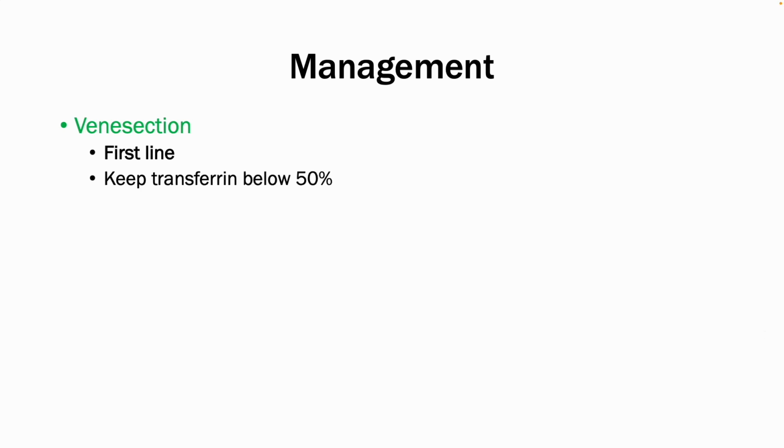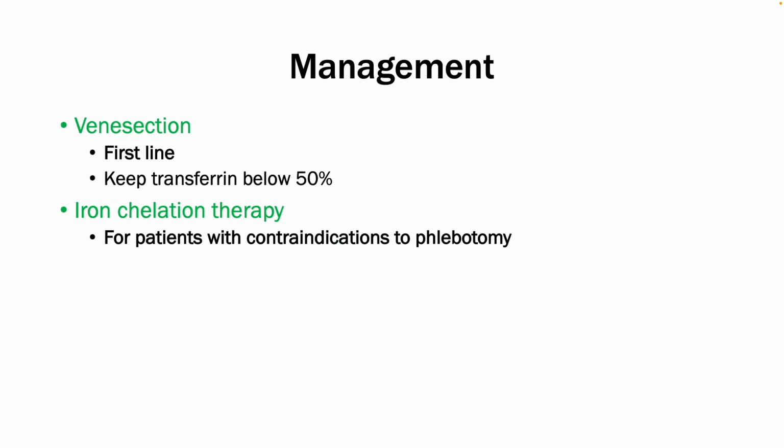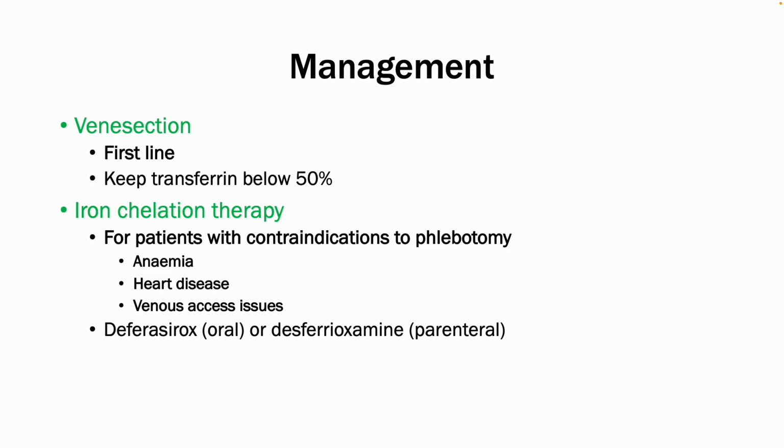It is done to keep the transferrin saturation below 50% and it is quite effective. You may also perform iron chelation therapy for those who may not be able to have phlebotomy, and that is due to things like anemia, heart disease, or venous access issues. Therefore another option for those patients is desferrioxamine, which is given parenterally, or deferasirox, which is given orally.